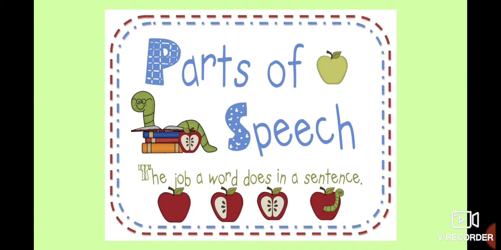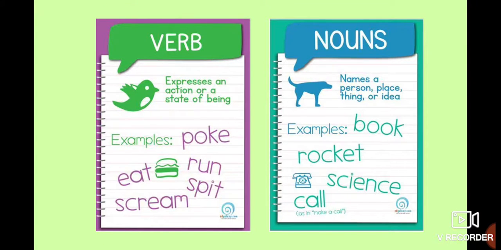Okay, so let's see. On page 105, you have only information. We don't have an activity here or an exercise to develop. This one is part of a speech, and you know that this one is the job a word has in a sentence. Okay, we have the verb that expresses an action or maybe a state of being. For example, eat, run, spit, scream. We have nouns. These ones are names of a person, place, thing, or idea. For example, book, rocket, science, call, etc.